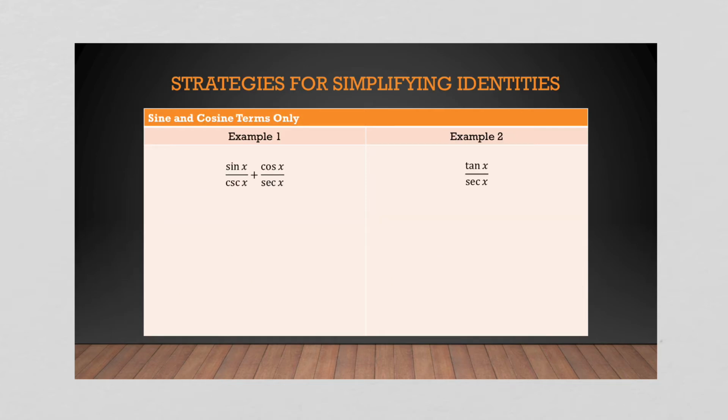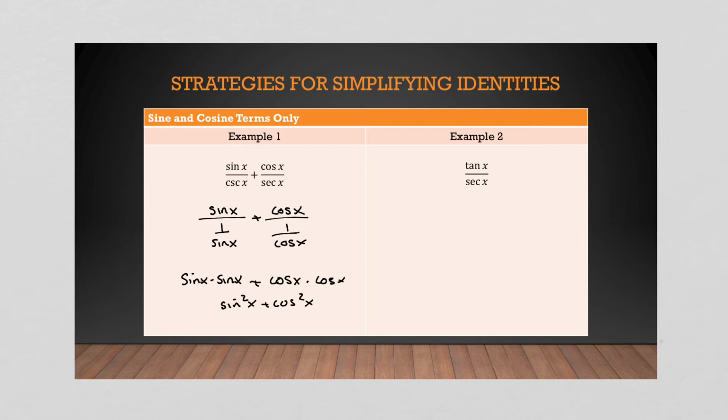Another really helpful one is writing everything in terms of cosine and sine. When you can do that, it just allows you to get things into a more manageable form. So in this case, sine is already sine, but cosecant is 1 over sine. And then cos is already cos, but secant is 1 over cos. And now remember, we would flip and multiply these things. So now you would have sine x times sine x plus cos x times cos x, which gives you sine squared x plus cos squared x. And there is one of our Pythagorean identities. That equals 1.